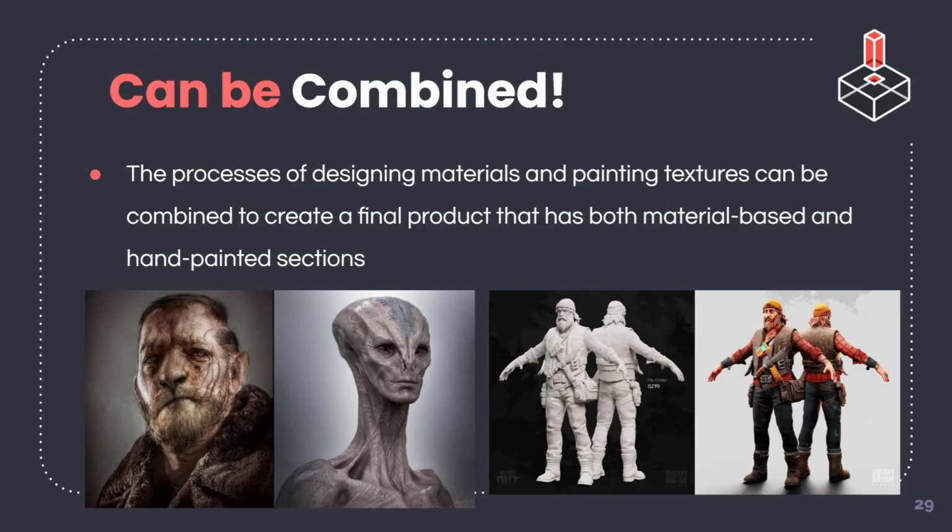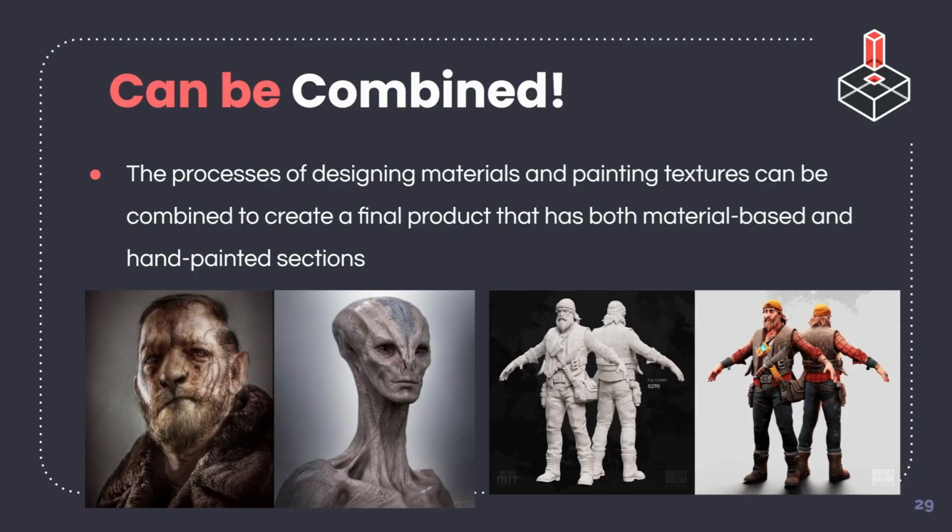Additionally, these things don't have to be mutually exclusive. They can be combined. The processes of designing materials and painting textures can be combined to create a final product that has both material-based and hand-painted sections. So these are some examples of characters that look to me like they used both material design and painting, and probably some of the best renders are going to use both. So on some of these human characters, they might have texture design, the skin texture, the hair texture, the clothing texture, but they might have gone in and hand-painted things like the scars or the markings on the head, or the irises of the eye look like they might have been hand-painted.